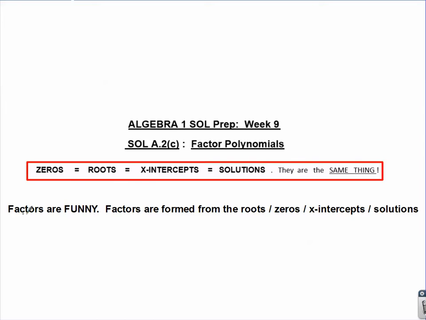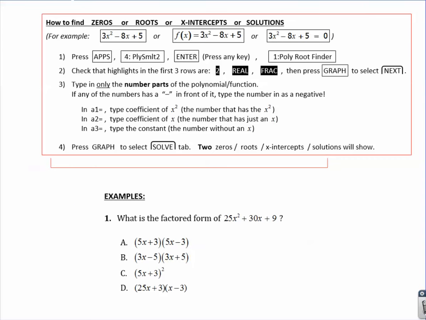On the other hand, factors are a little bit different. Factors are formed from the roots, zeros, x-intercepts, and solutions. So if I can find my zeros, I can find my factors because they are formed from those. So let's get started on how to do that.